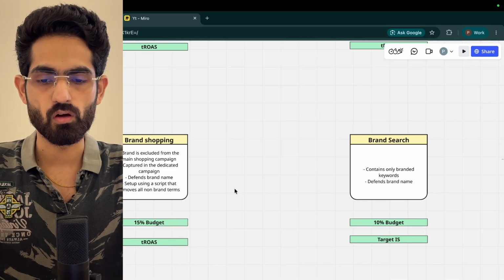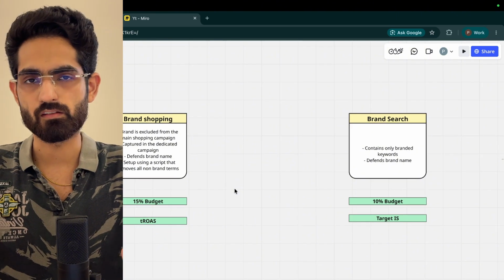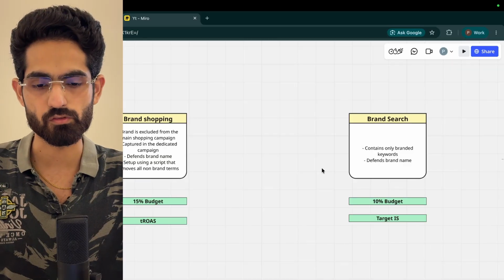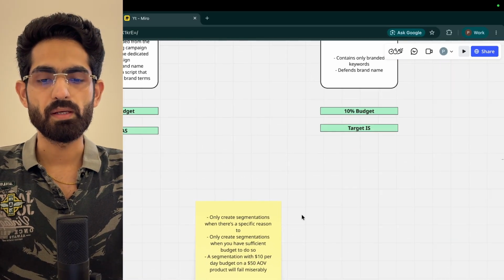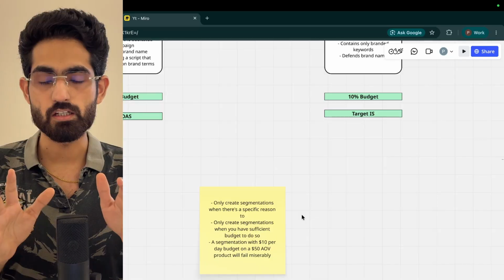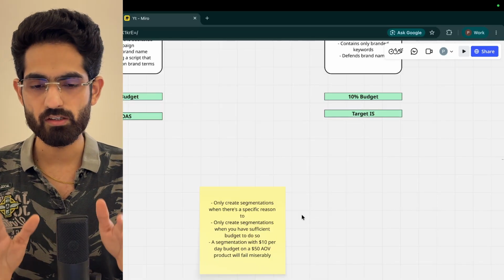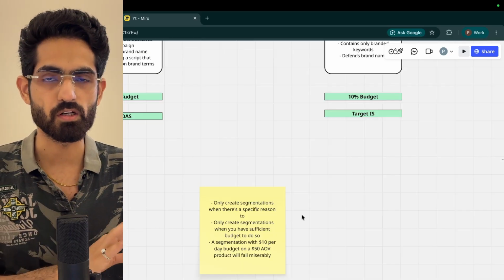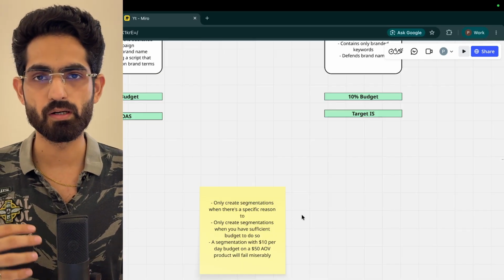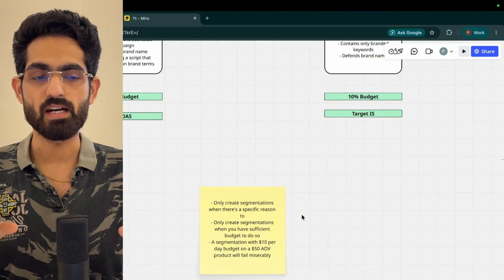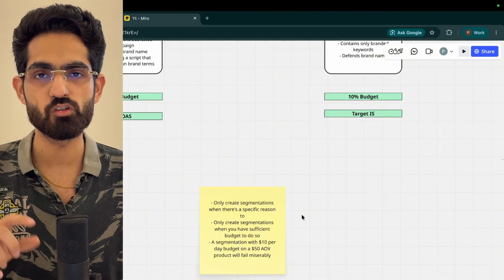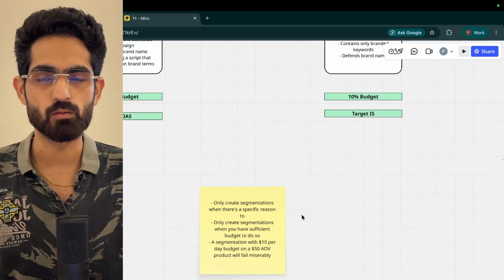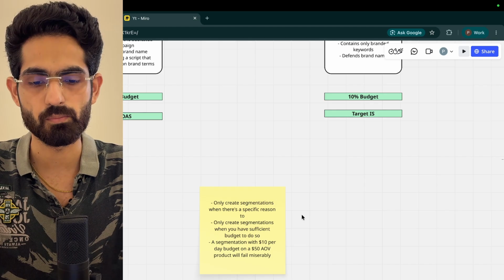And we also run this on a target ROAS with, again, small budget. So in this case, it has 15% of the budget, and brand search has roughly 10% of the budget. And so again, just to repeat myself, only create segmentations when there is a specific reason to do so, and only create segmentations when you have sufficient budget to do so. For example, a separate campaign with a $10 per day budget, but let's say your AOV is $50, that will fail miserably, because Google will not be able to generate enough conversions on that particular campaign for its algorithm to find buyers within your target ROAS or your target CPA.